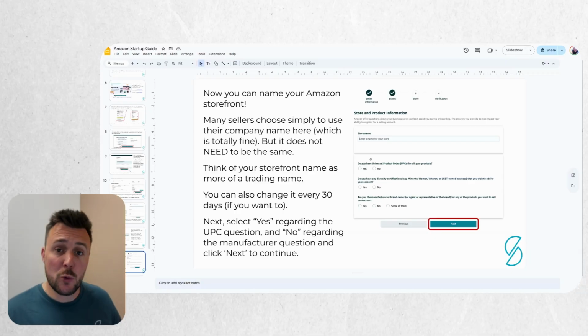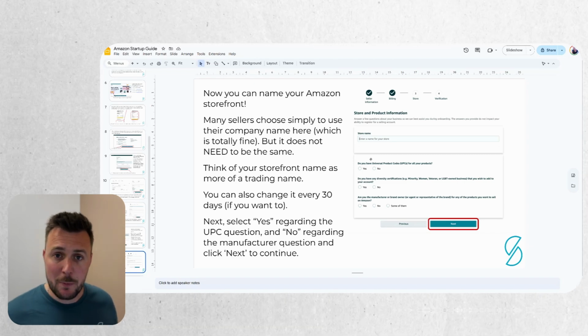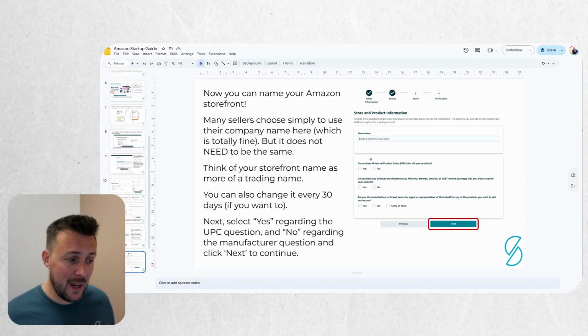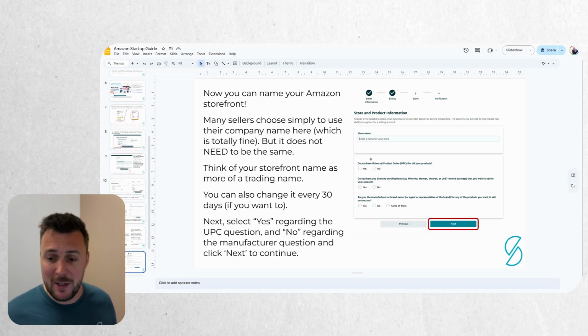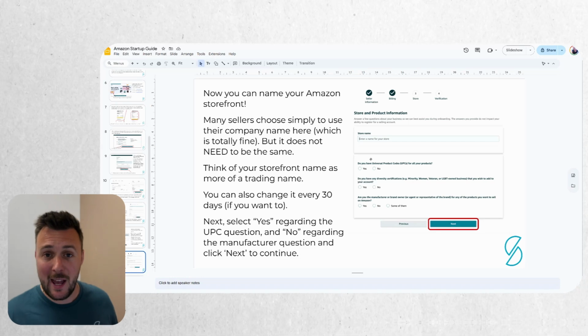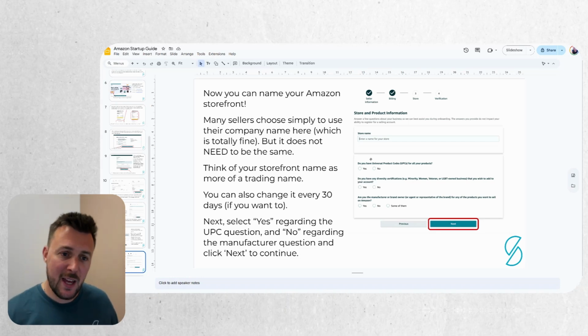Next, you need to give your storefront a name. So the name is just the trading name. It doesn't need to be the same as your business. You can actually change this every 30 days for free without having to pay anything. But come up with a store name, maybe just use your initials with enterprises on the end, something like that. That's typically how a lot of our clients do it. They have their initials, so JPG Enterprises, something like that, and that's their storefront name.